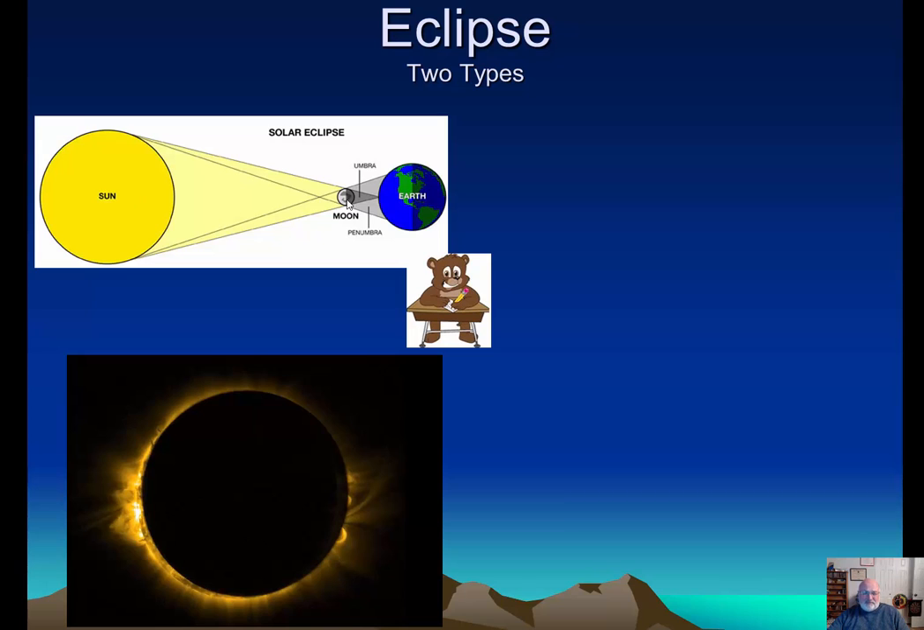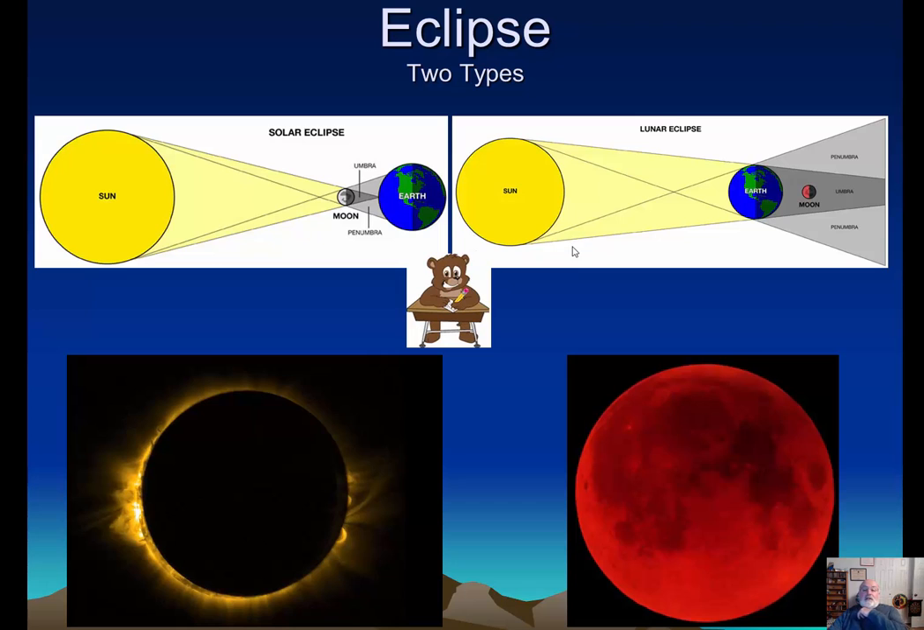And then this is what it would look like if we get a perfectly covered, actually we see a little bit of sun out here, but we're getting almost a perfectly covered sun, and the sun is 400 times bigger, but it's also 400 times farther away, and the moon is 400 times smaller and also a lot closer. And then we also have what's called a lunar eclipse. This is a blood moon, and that happens when the only sunlight that's hitting the moon is sunlight that actually bends around the Earth.